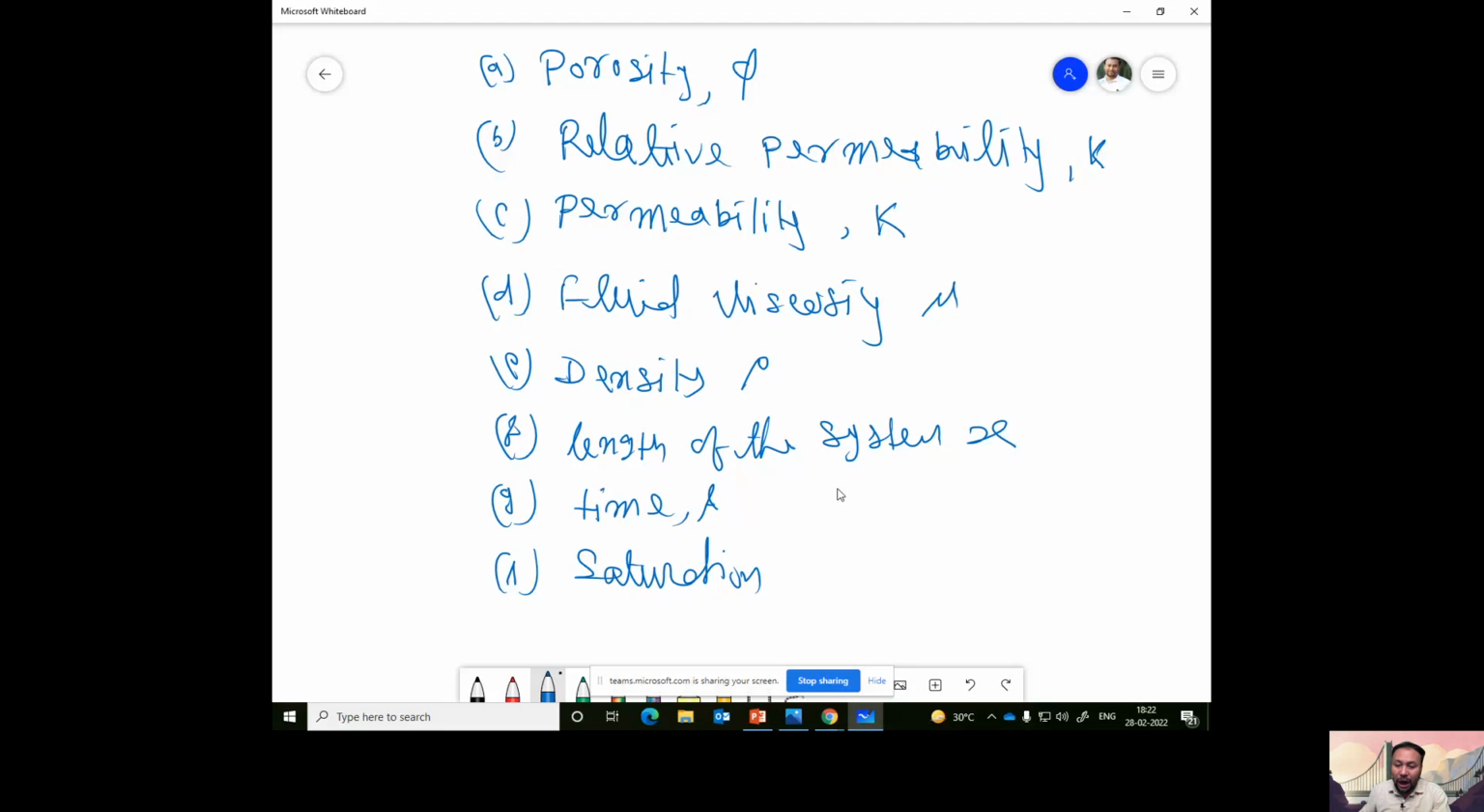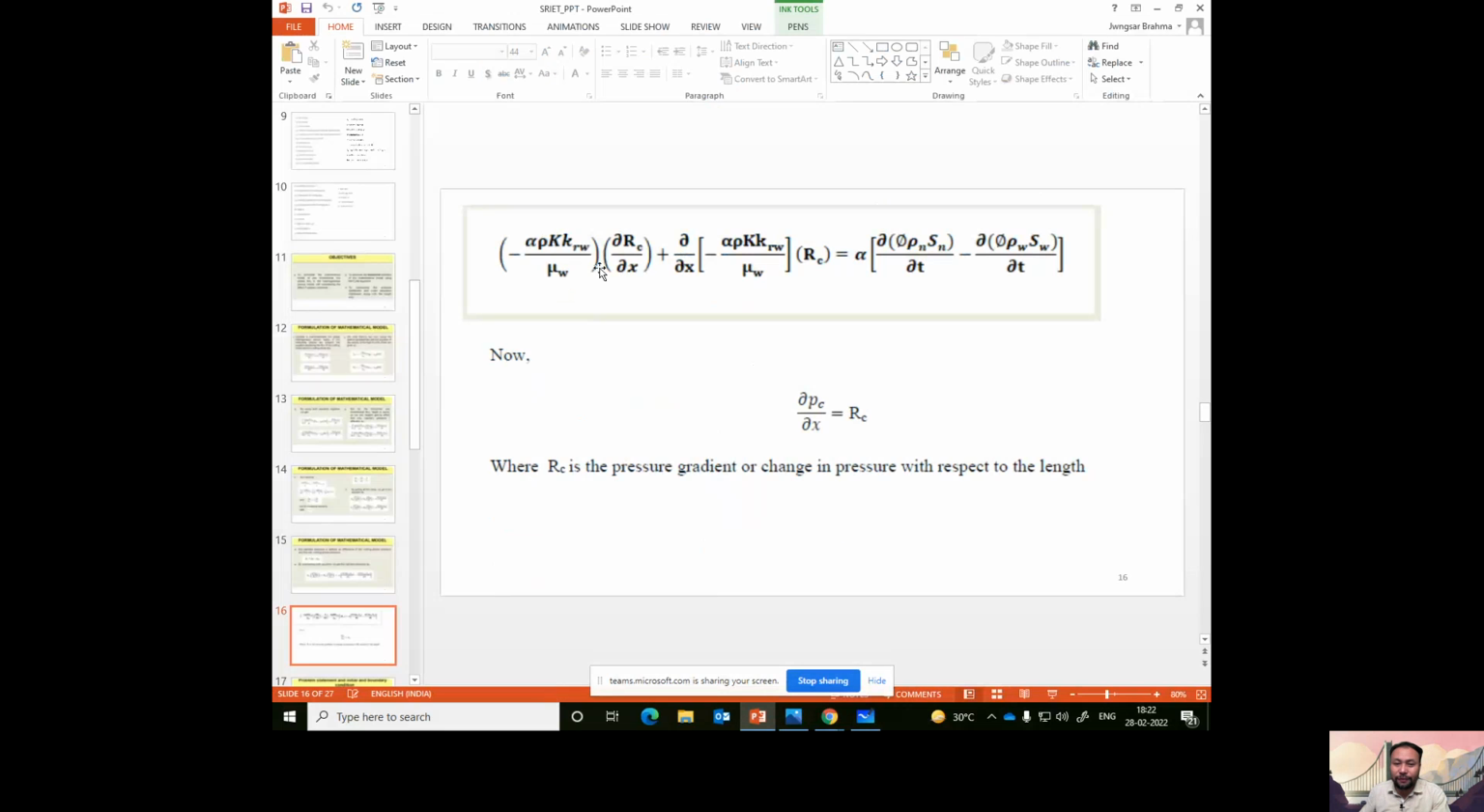Okay, so today our plan is how we can solve this highly nonlinear first order partial differential equations. We want to find the solutions of water saturation, which is distributed along time and length. Our plan is also to get the distribution of the pressure in time and length, how it is distributed.